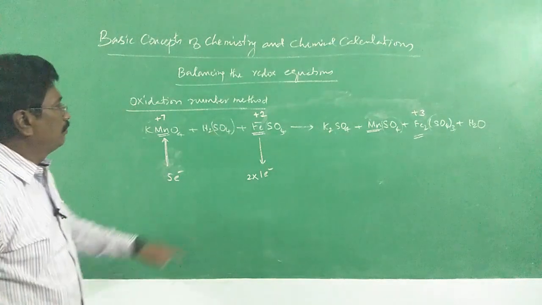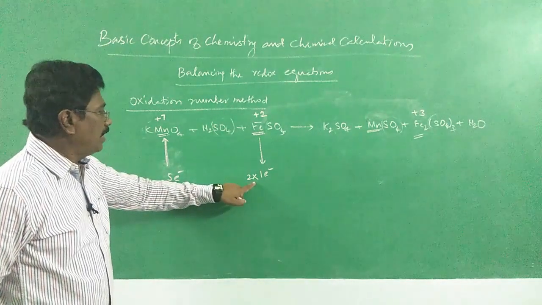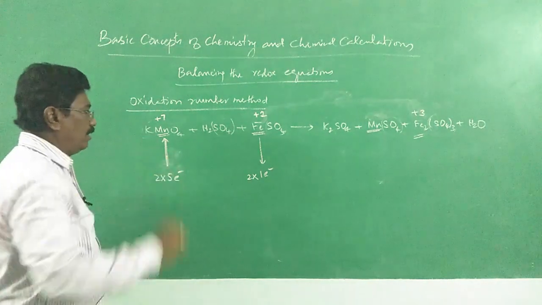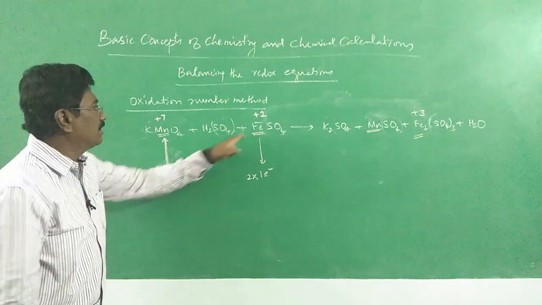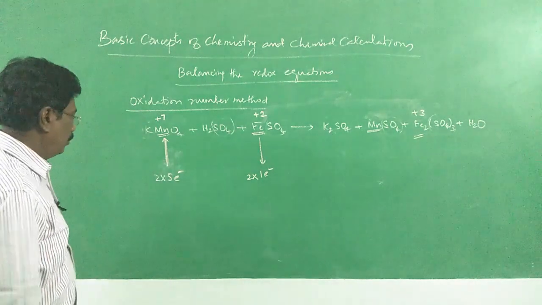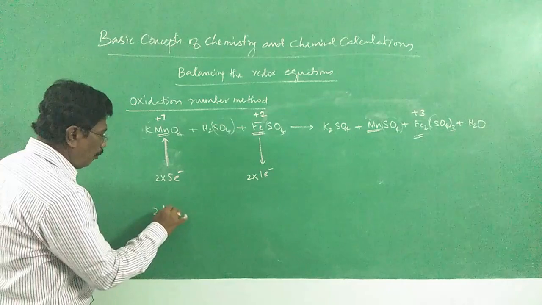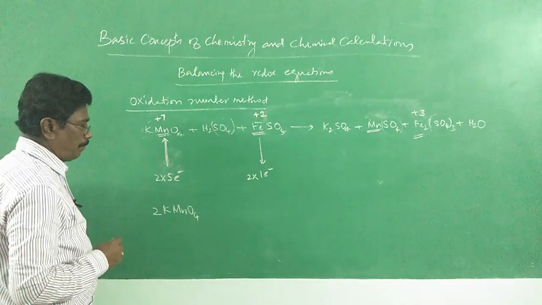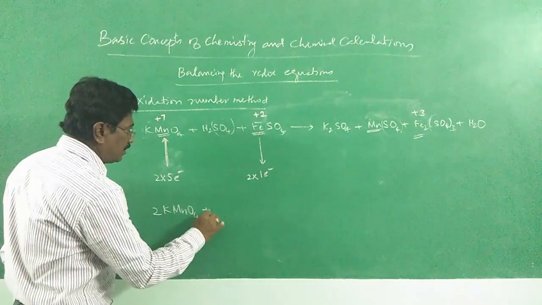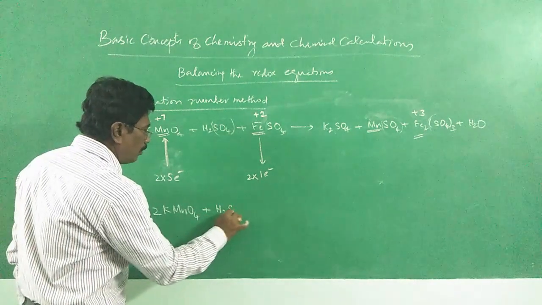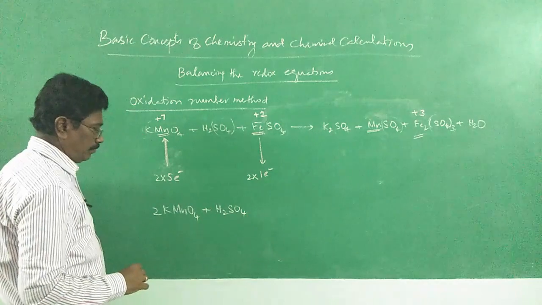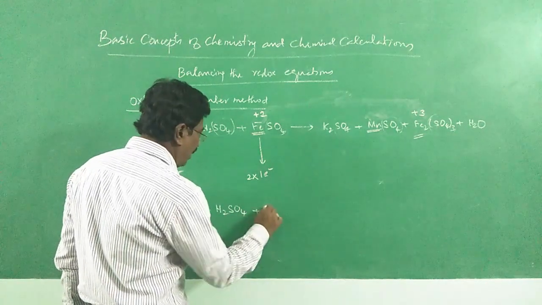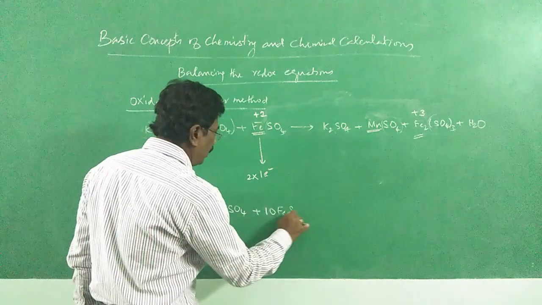How? Here the same number 2 can be used. Upon cross multiplication, it becomes 10, it becomes 2. So, you will be getting 2 moles of KMnO4 plus H2SO4 plus 10 FeSO4.